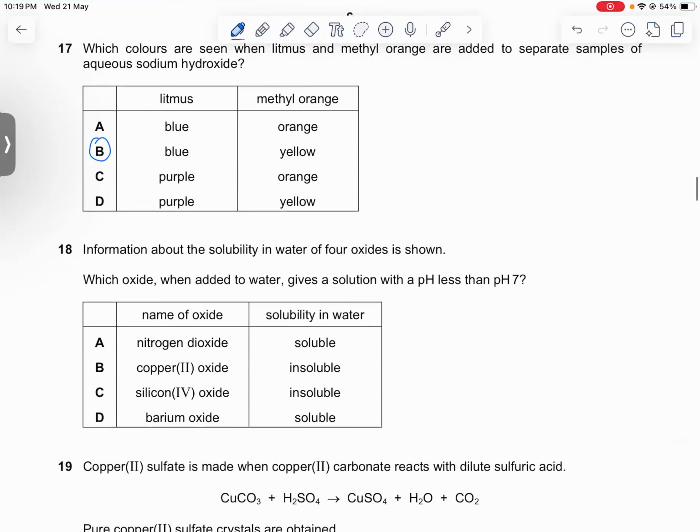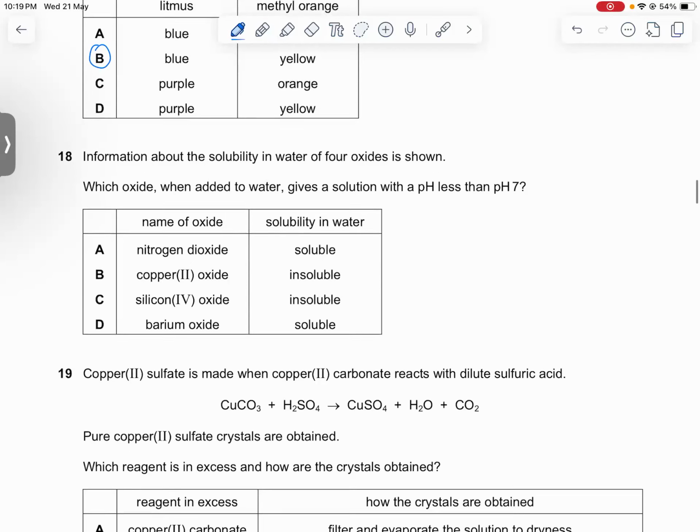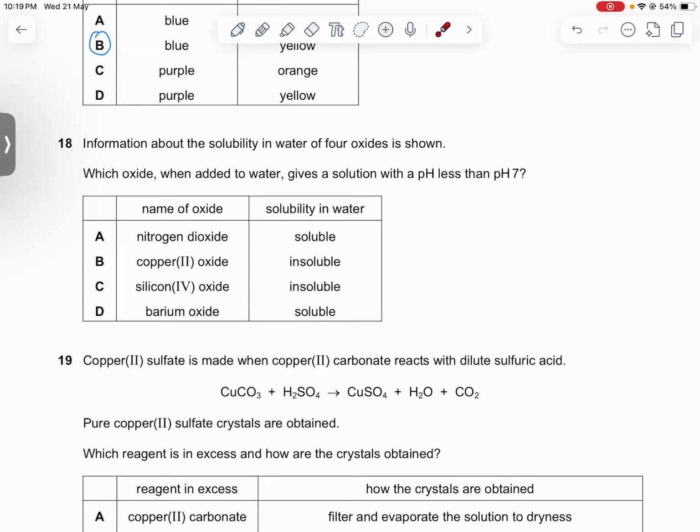All right. Next question. Information about solubility in water of four oxides is shown. Which oxide, when added to water, gives a solution with pH less than 7? Okay. Name of oxide, nitrogen dioxide. Is it soluble in water? Yes. And it gives pH less than 7? Yes, it is an acidic oxide. So, when it is added to water, it does produce an acidic solution.